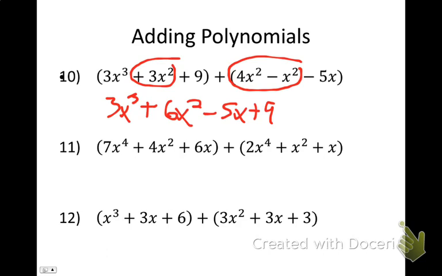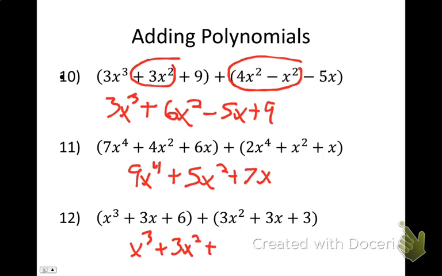Number 11, Garrett, what'd you get? 9x to the 4 plus 6x squared plus 7x. Plus 6x squared, isn't it 5x squared? Oh yeah, 5x squared. Plus what? 7x? Yeah. There you go. That is correct. And number 12, what'd you get, Bailey? X to the third plus 3x squared plus 6x plus 9. Plus 9? Nice job. That is correct.